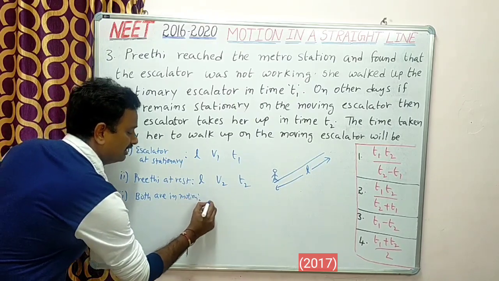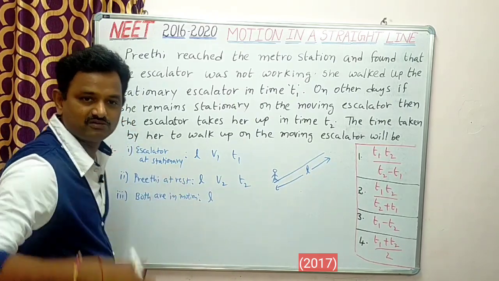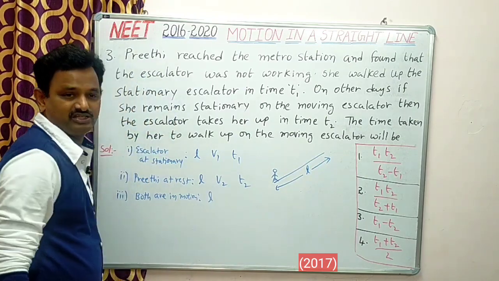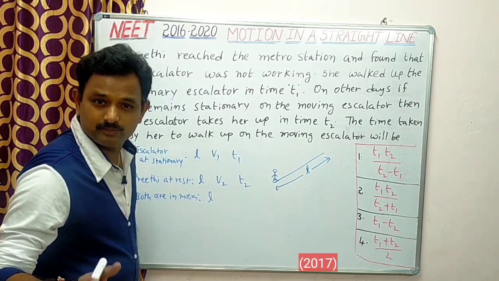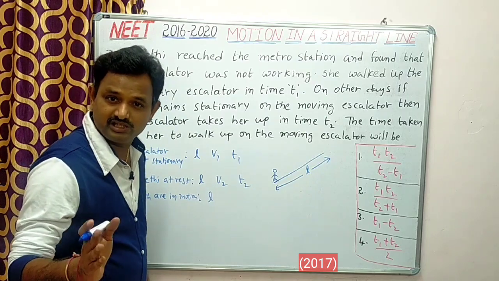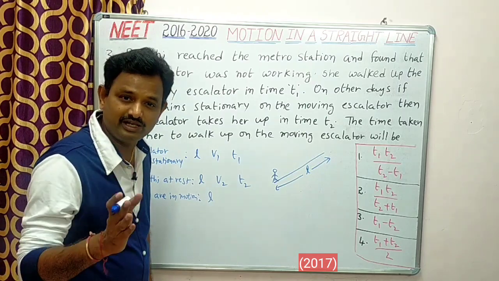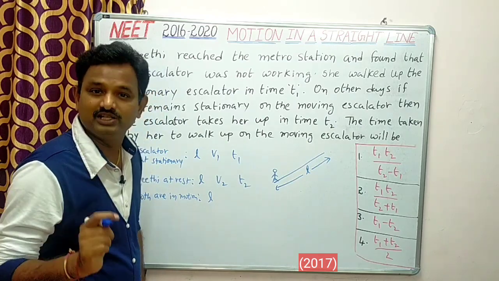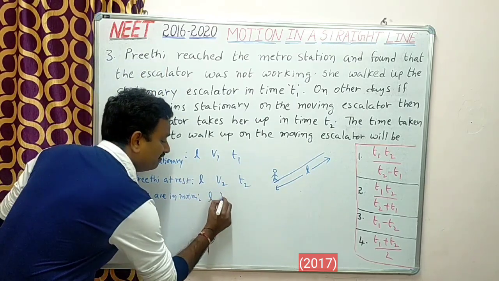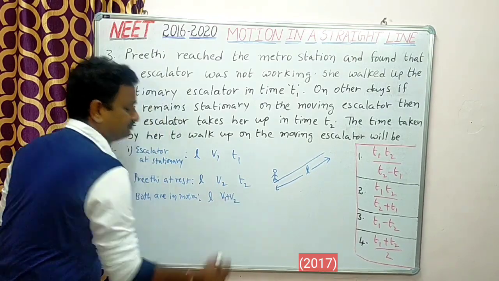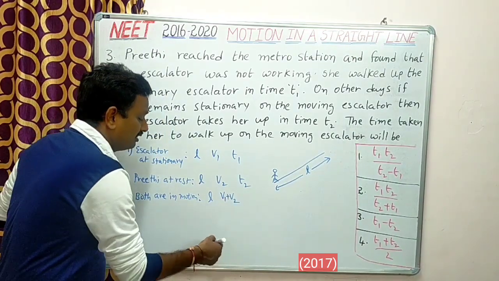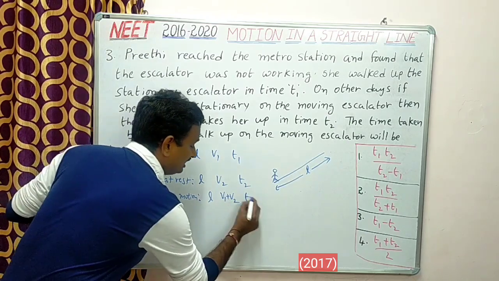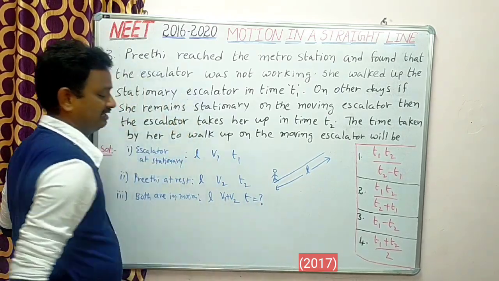So here length is the same, that means the distance covered by the escalator is the same. If I consider speed here, both are in motion, Preeti and the escalator. So here we need to take the relative velocity of Preeti with respect to the ground. That means we need to take V1 plus V2. Okay. So here how much time was taken? That is T, that we need to calculate here.